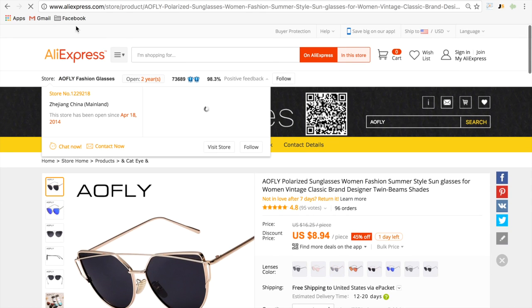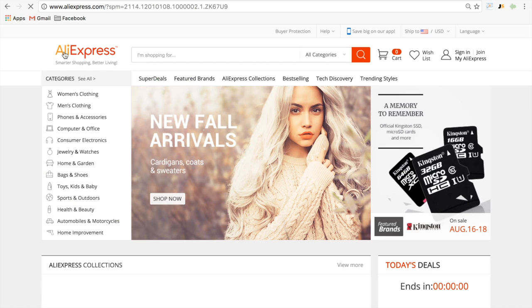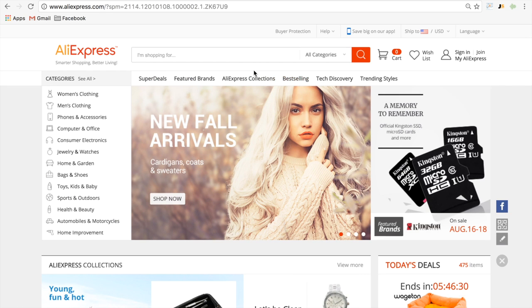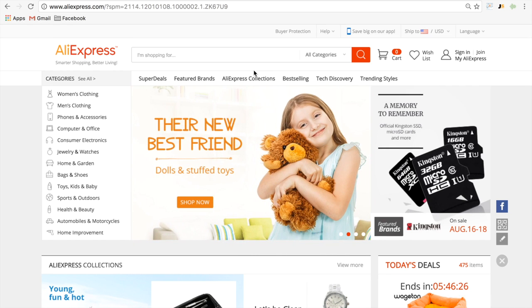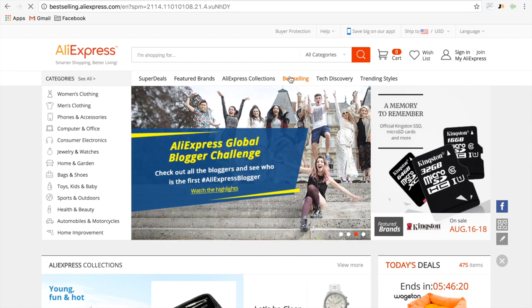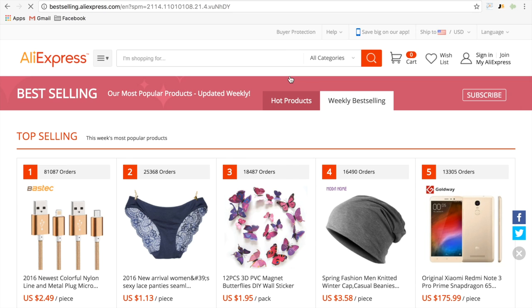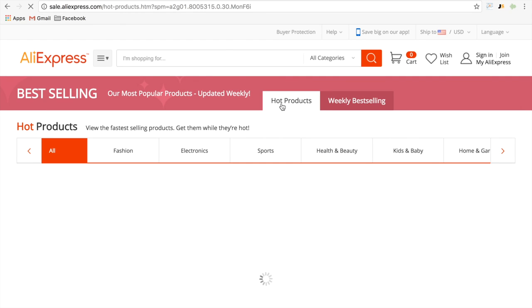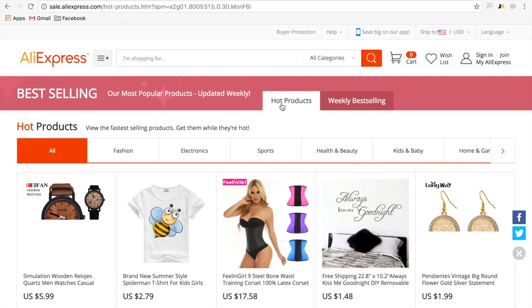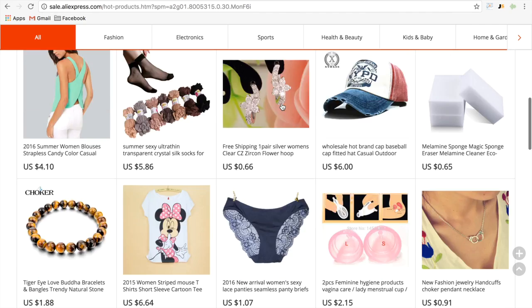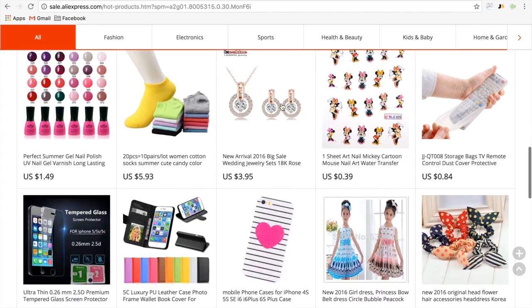So let's go back. As you can see, I'm diving deep into each seller, into each type of product. I'm looking for high quality products, high perceived value items, that have good images, good sellers, good ratings, and good prices. Let's go back to the best selling section, and instead of going to the weekly best selling, let's go to hot products. So hot products. Let's take a look at some of these products people are buying.